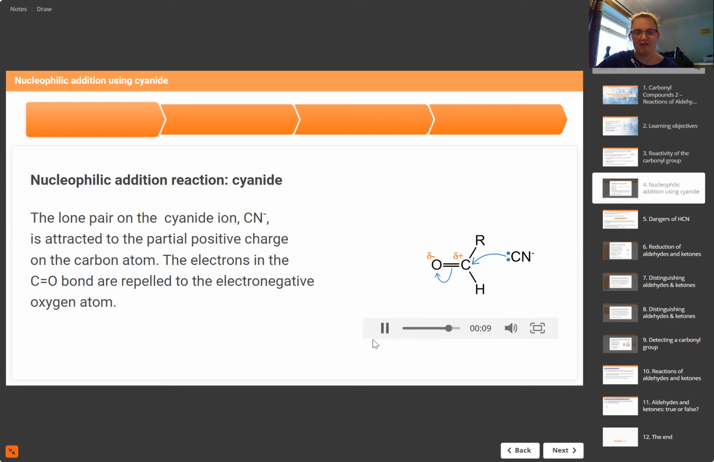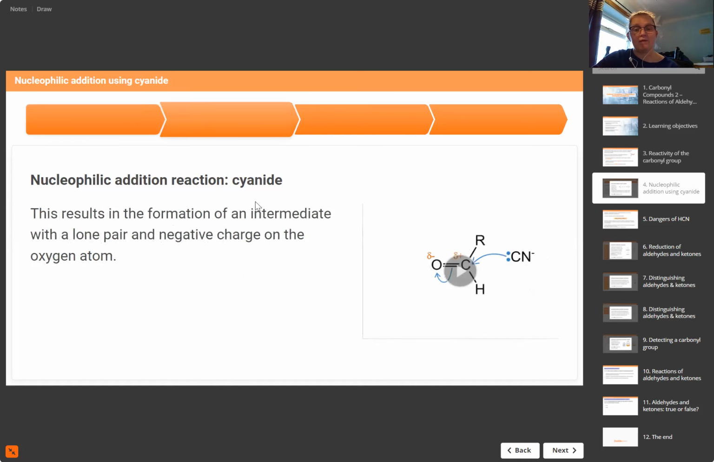So again, those curly arrows that we've discussed in the past: we've got the attraction of the electrons from the lone pair to that positively charged carbon, and then the electrons in that double bond are repelled to the electronegative oxygen atom. This results in the formation of an intermediate, and that intermediate has a lone pair and a negative charge on the oxygen atom.